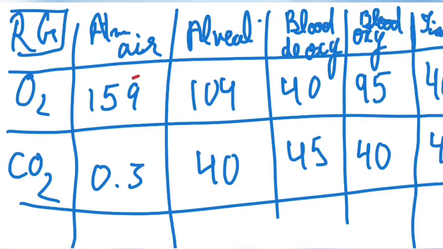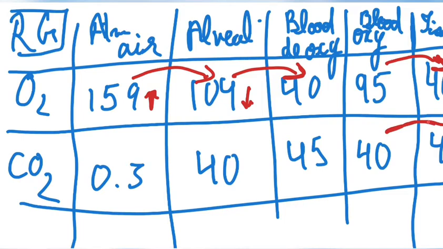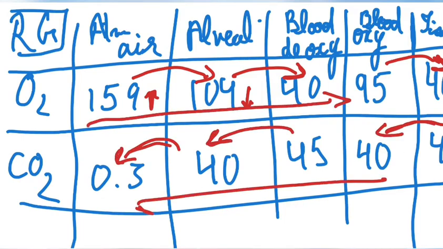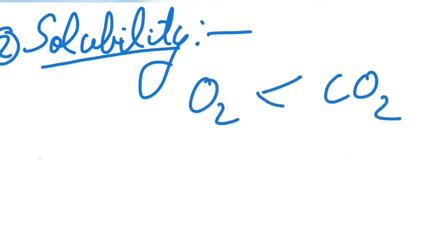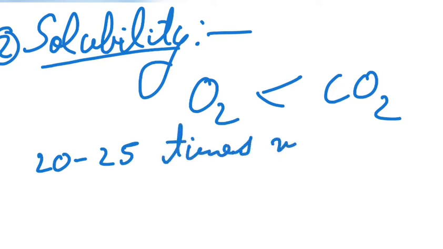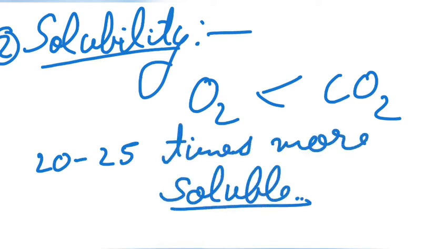Here we can see a trend from atmosphere to alveoli, alveoli to blood and blood to tissues. The pressure keeps on decreasing for oxygen, and vice versa, the pressure keeps on decreasing in the opposite direction for CO2. That makes diffusion of these gases easy. Now let's come to our second point, which is solubility of gases. The solubility of CO2 is much higher than that of O2, approximately 20 to 25 times more soluble than oxygen.